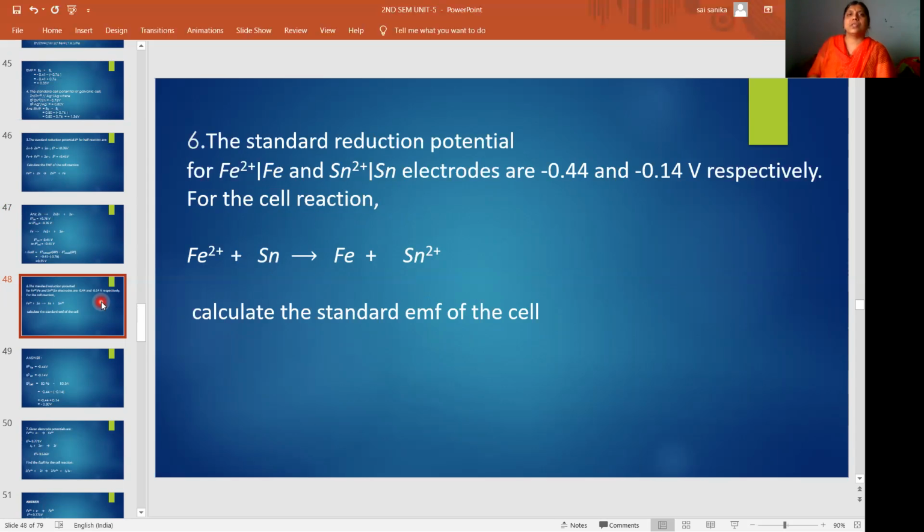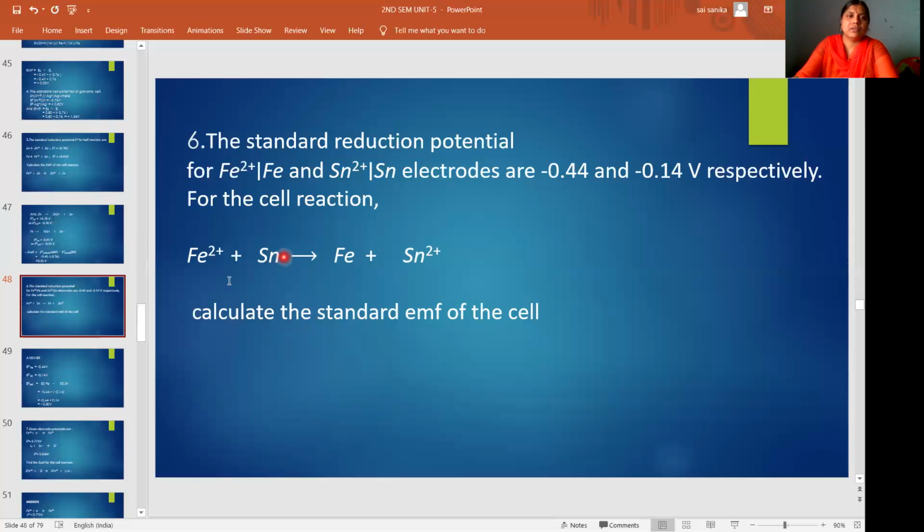So here the standard reduction potentials are given, and the cell reaction is given. By that cell reaction, you have to identify which is the anode, which is the cathode. So if you see here, which is undergoing oxidation, which is undergoing reduction? Fe plus 2 to Fe, what is happening here? It is taking electrons. So iron is undergoing reduction, and Sn is converting into Sn plus 2, that means it is losing electrons. So it is undergoing oxidation. So iron is the cathode and tin is the anode.